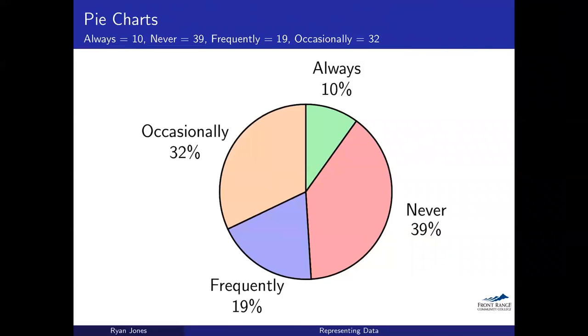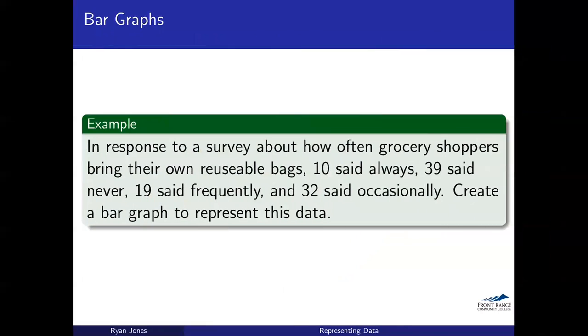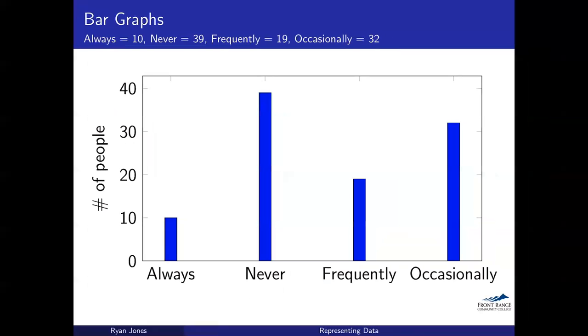So now let's move on to another example. We're going to do the same exact example, but we're going to show a different way of representing this data. And we're going to look at a bar graph. This is fairly straightforward to make. So we've got the same exact example. We've seen these numbers. We've been dealing with them. Basically, our bar graph just says, all right, let's have an X and a Y, and we're going to label them. So we're going to say, hey, the number of people that responded always, never, frequently, and occasionally. And then we just make bars that correspond to the numbers of people that said each of these things.